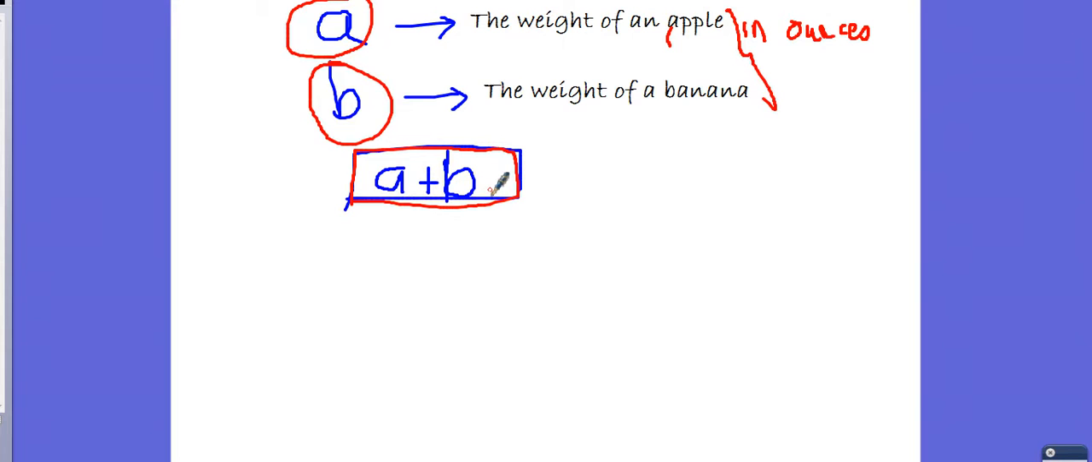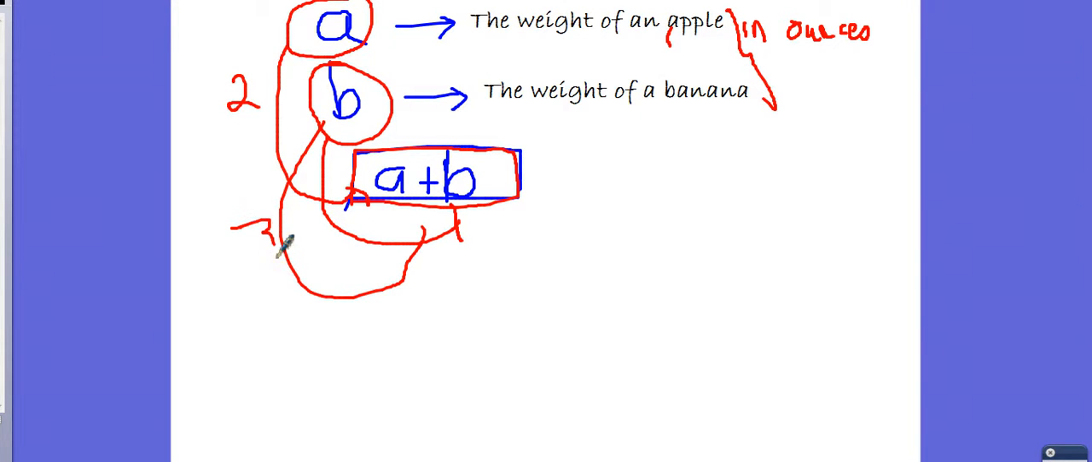Now, there's nothing more I can do with this. I can't simplify this anymore because I don't know what the weight of the apple is and I don't know what the weight of the banana is. If I did know, let's say I said that the apple weighed 2 ounces and the banana weighed 3 ounces, then I would know that the total weight of an apple plus a banana would be the 2 ounces plus the 3 ounces, and that, of course, would give me the 5 ounces of fruit.